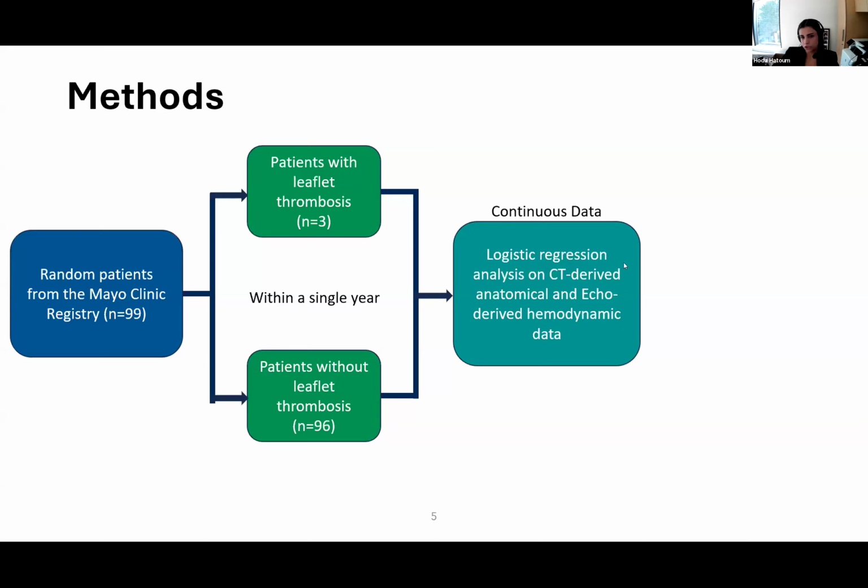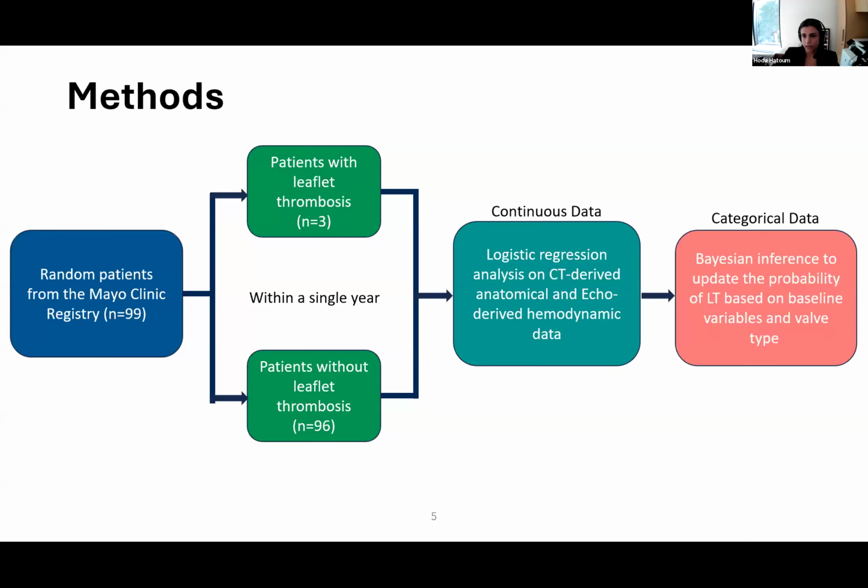So we used logistic regression, and I'm going to talk a little bit more about this, as a first step to generate our prior model. And then we updated our model using Bayesian inference. We developed a mathematical model to take into account, for example, valve type, and also the categorical variables that include patient data, such as history of hypertension, diabetes, smoking, anything really that is relevant to the patient.